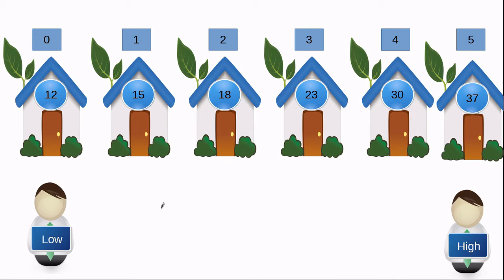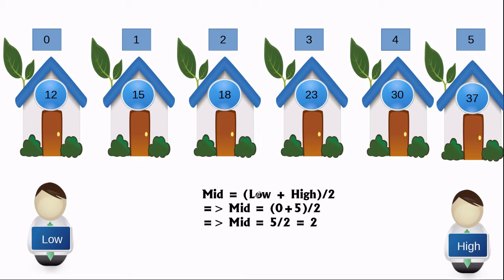We can assume the first person is low, and the second person is high. So low will move to the first house, and high will move to the last house. Now we calculate the mid. Mid will be low plus high by 2. Low is at 0, high is at 5, so mid will be 0 plus 5 by 2. It will be 2, because we are considering the floor value. Now we got the mid position, and this one is our middle house.